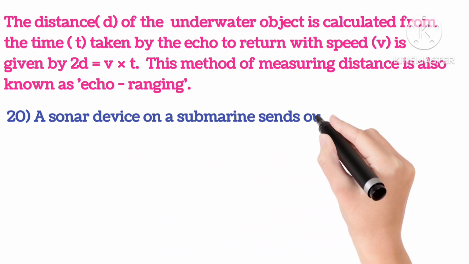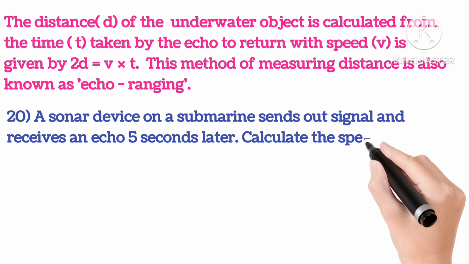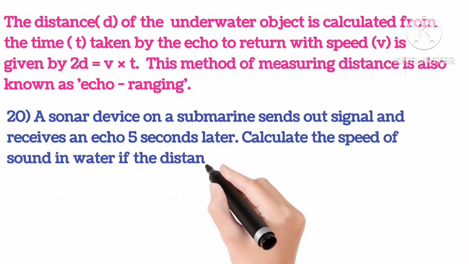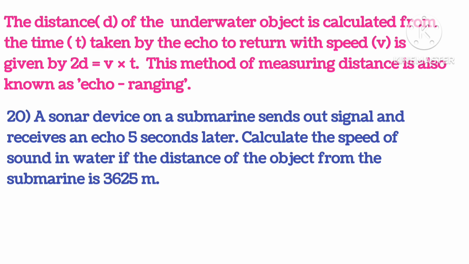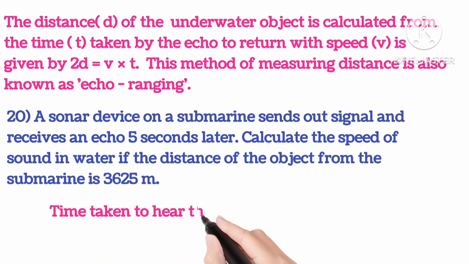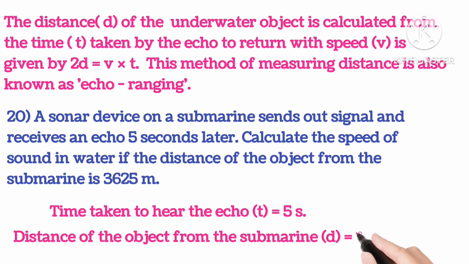20. A sonar device on a submarine sends out a signal and receives an echo 5 seconds later. Calculate the speed of sound in water if the distance of the object from the submarine is 3625 meters. Now the time to hear the echo is 5 seconds. Distance of the object from the submarine is 3625 meters.